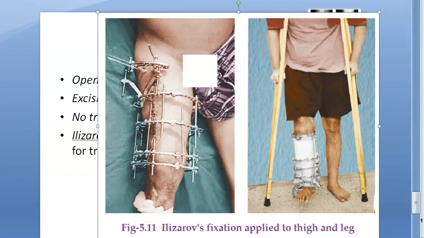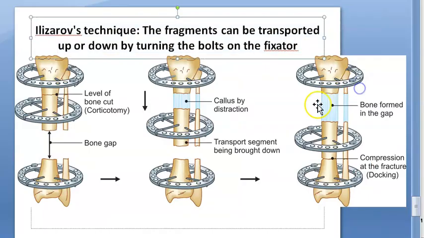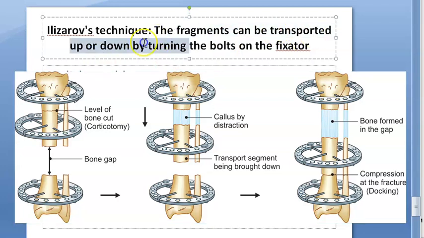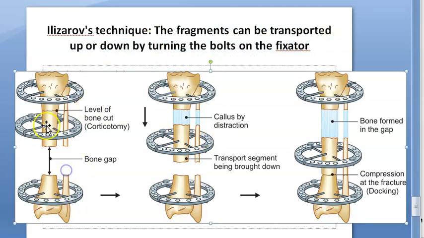It's external fixation. So what is he saying? His technique is that osteogenesis, that is to make bone, requires a dynamic state. The dynamic state means that the site of osteogenesis requires controlled distraction or controlled compression. Let's look at Ilizarov's technique. The fragments can be transported up or down by turning the bolts on the fixator.